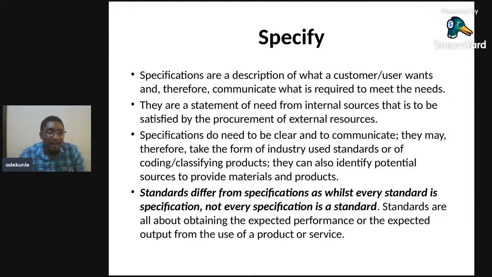So standards are all about obtaining the expected performance or the expected output from the use of a product or service. Understand this: a standard differs from a specification. While every standard is a specification, not every specification is a standard.